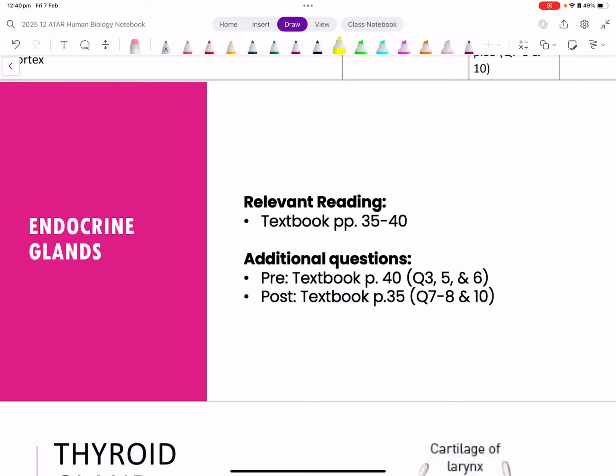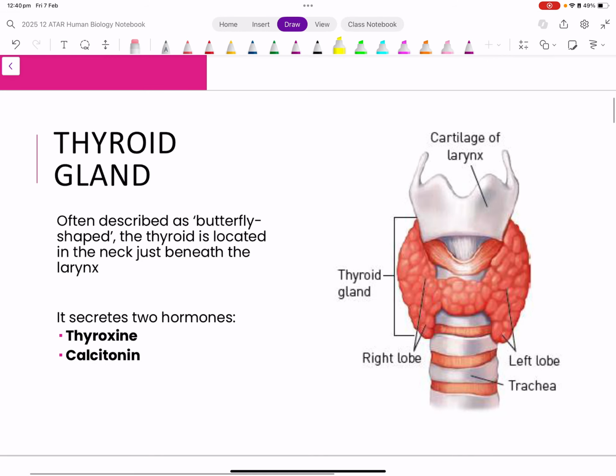In the last lesson, we looked at the hypothalamus and the pituitary gland as endocrine organs. Today, we're going to have a look at some of the other endocrine organs and glands found around the body. So, to start off, the thyroid gland.